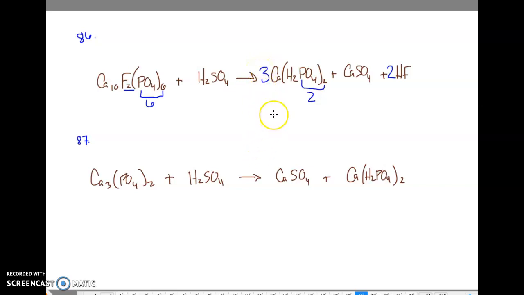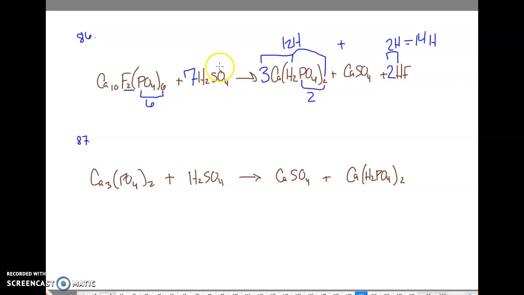And now I'm going to take stock of calcium, or not calcium, sorry, hydrogen. Hydrogen here: 3 times 2 is 6, times 2 is 12, plus 2. So we have 14 total hydrogens. Over here, I only have 2, so I need to have 14. I'll multiply it by 7.